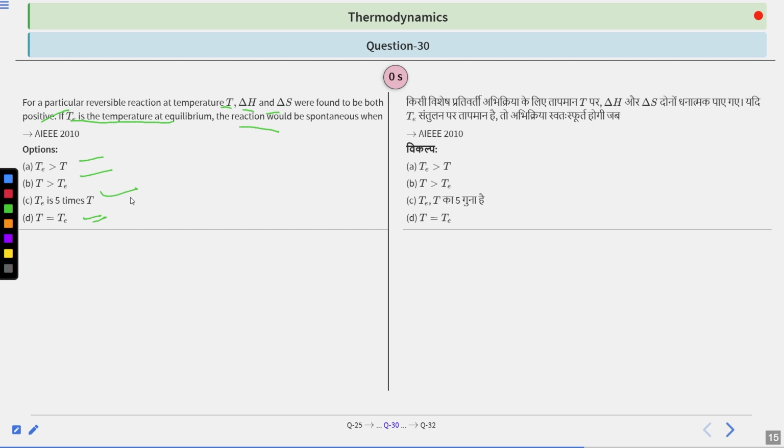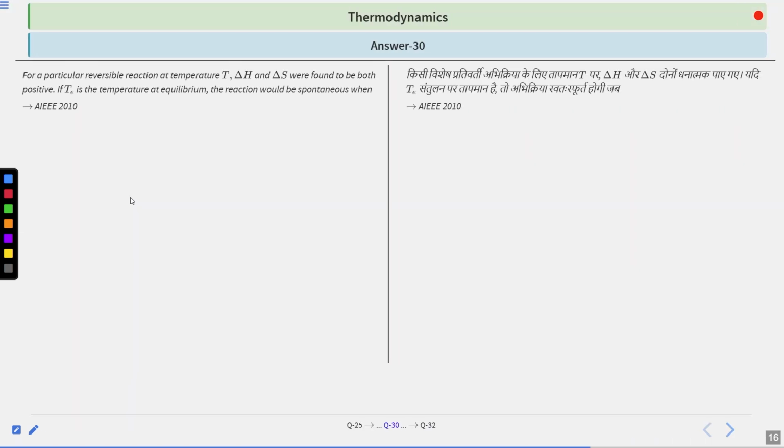Now moving on to the solution. So I would repeat this question. The question is framed in a way that your delta H and delta S both are positive. Now you have to see that if T is the temperature at equilibrium, whether the reaction will be spontaneous or not. So this thing you have to predict. Right, so if delta H and delta S are positive, then you can easily get the Gibbs free energy value. Okay, so that would help you.